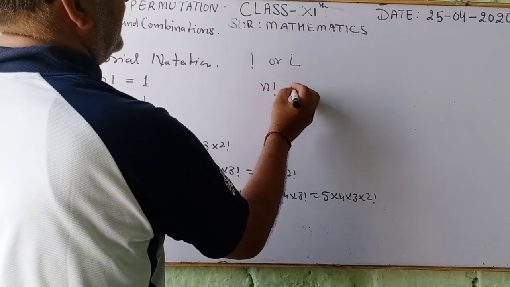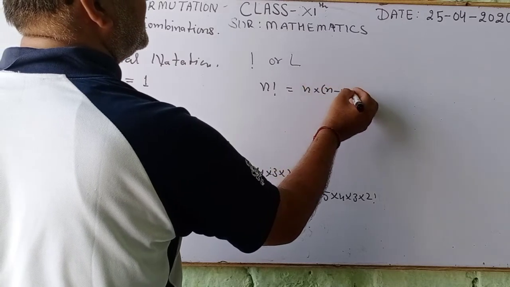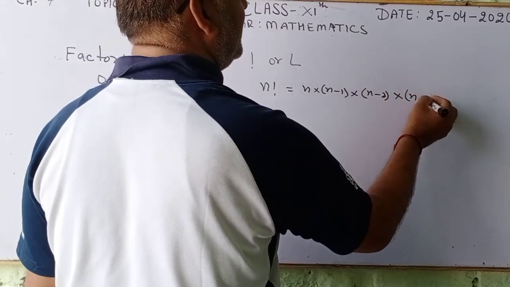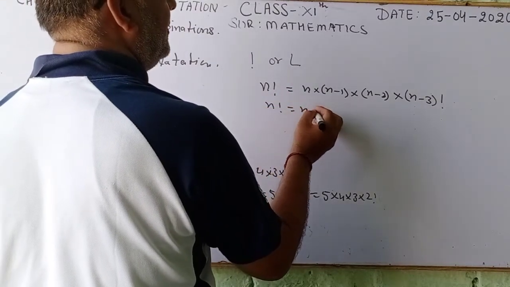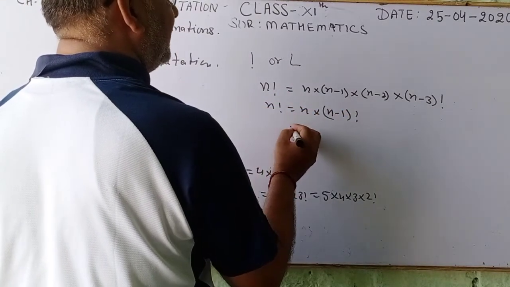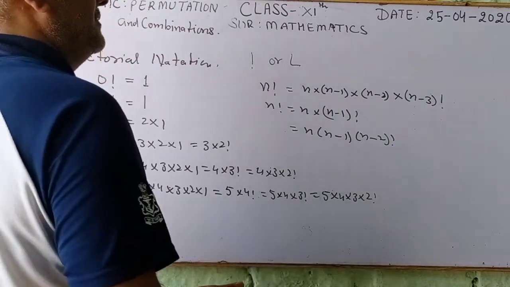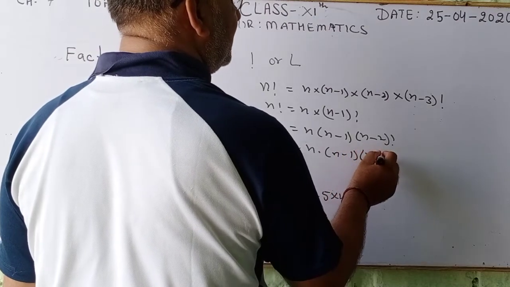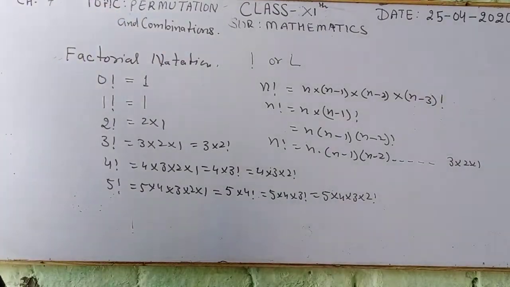So this is the same as n factorial. We write n and the preceding term, that is n minus 1, with multiplication. Also the preceding term n minus 2, also n minus 3, but we are taking the factorial sign here. So we write n factorial equal to n into n minus 1 factorial. Also n into n minus 1 into n minus 2 factorial, and also n, n minus 1, n minus 2, and so on, till 3 into 2 into 1 with the factorial notation. So we have talked about the factorial notation.